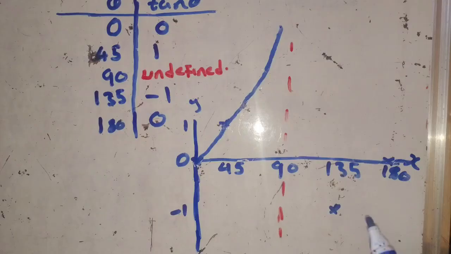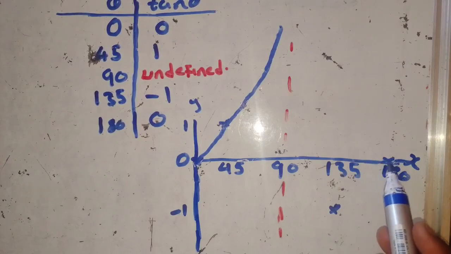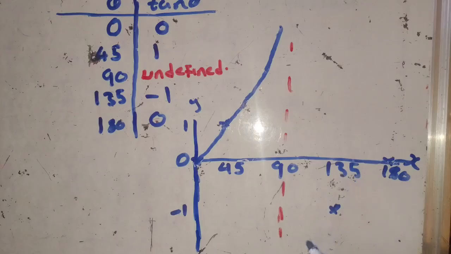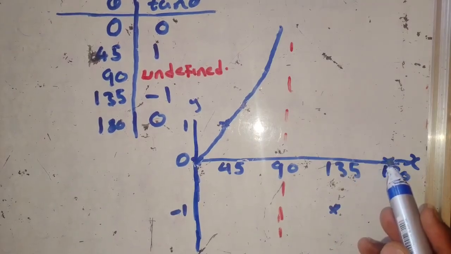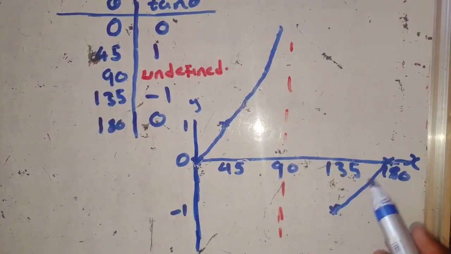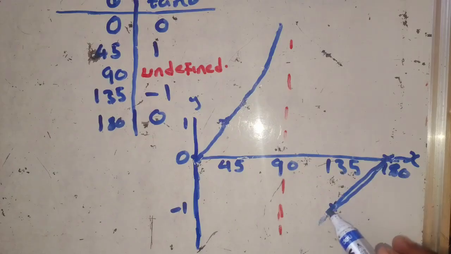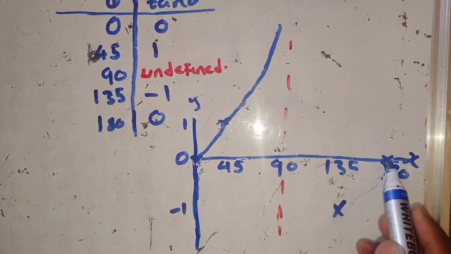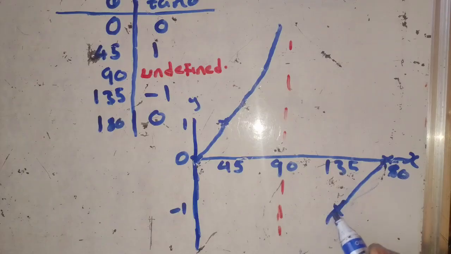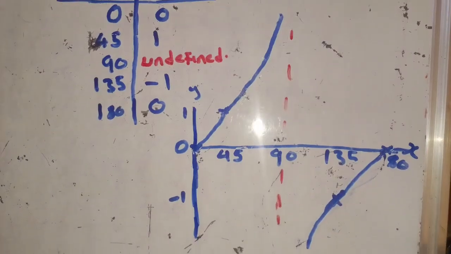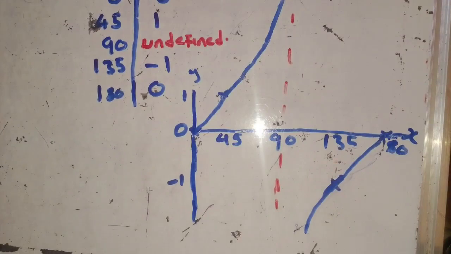So having done that, you now come to this side where we have 2 points. We have 180, 0 and 135, -1. We also do the same, and our graph should move toward the asymptote, but shouldn't meet the asymptote. It should move towards the asymptote, but it shouldn't meet the asymptote. Okay, like this, it shouldn't meet the asymptote.